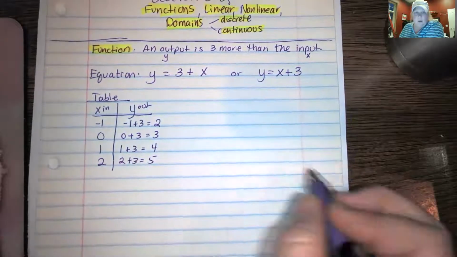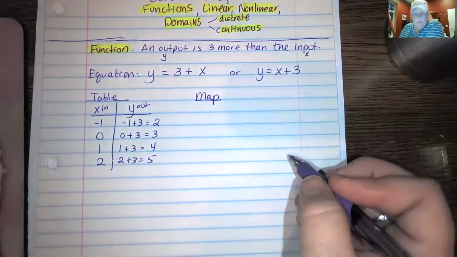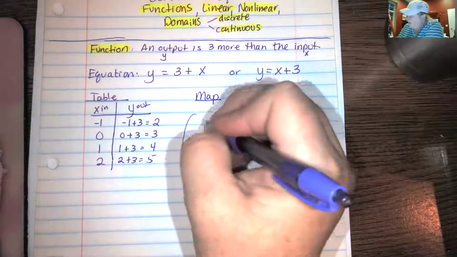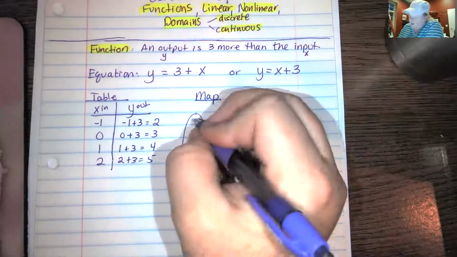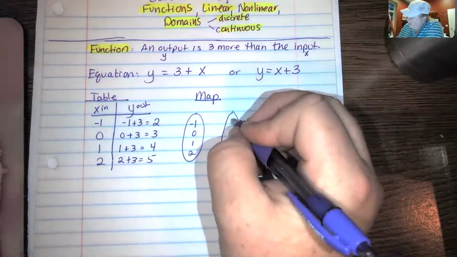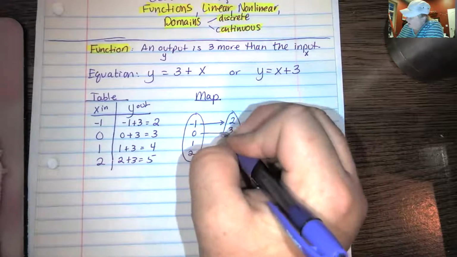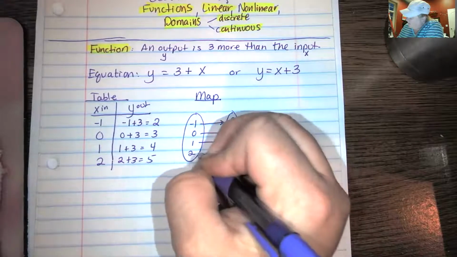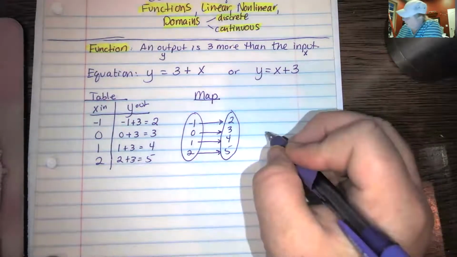Awesome. Okay, I could put this as a map as well. And that's where we were using those circles, okay? So I could use -1, 0, 1, and 2, and that went to 2, 3, 4, and 5, and you just draw, okay? And the last piece, you could do a graph, couldn't you?